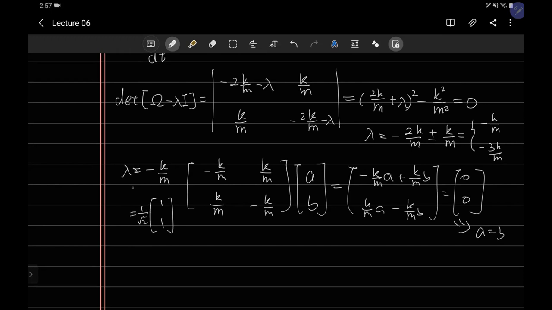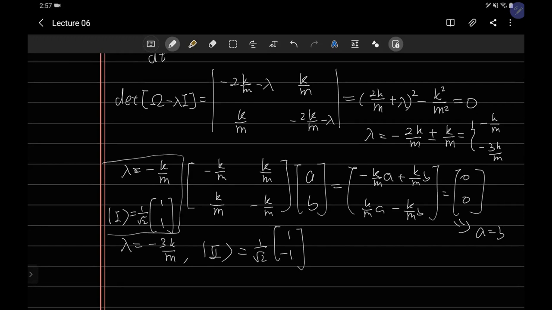And let's label this case as the first eigenvector. So let's use the Roman numeral one. And similarly, if you are trying to find out the lambda equals minus 3k over m, then you will also obtain that the eigenvector will be something like minus 1, minus 1. So these are the two results we will use.